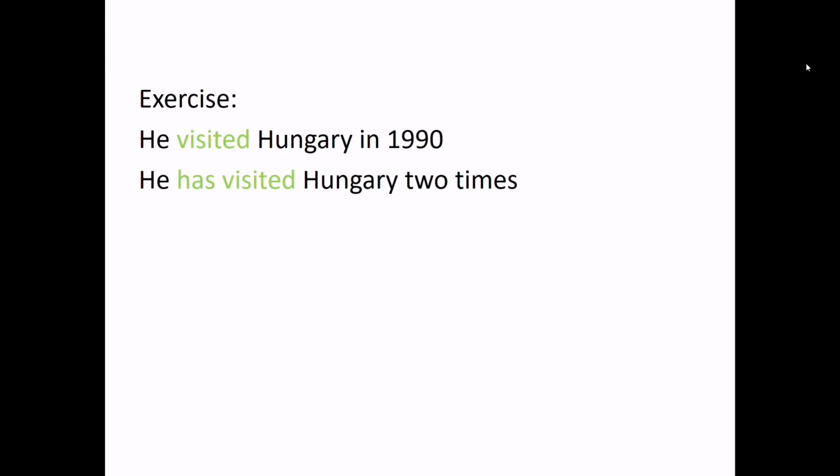And finally, we have here an exercise. Here we have two sentences. The first sentence is: he hungry in 1990. And then: he hungry 2 times. So in the first sentence we add visited, and in the second sentence we add has visited.